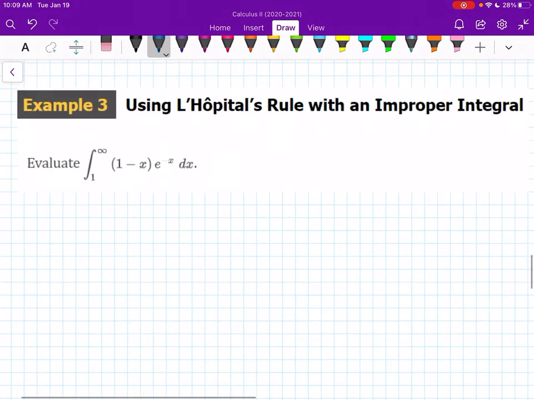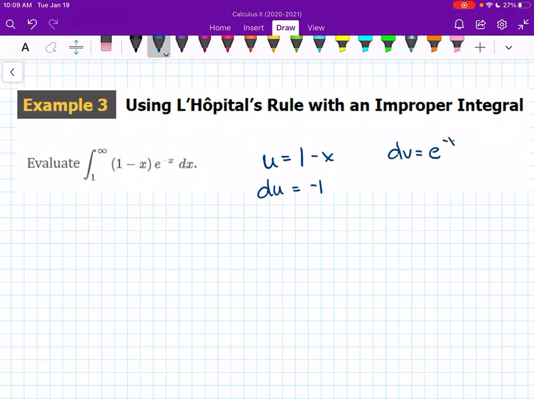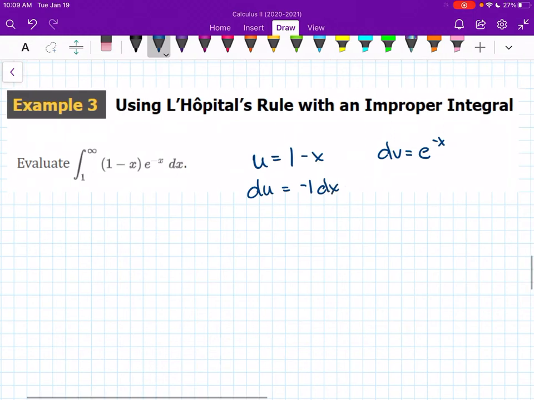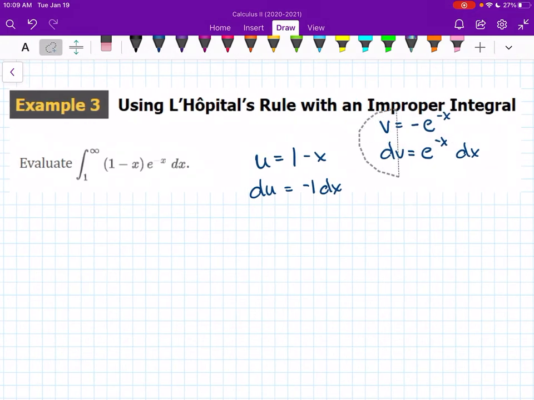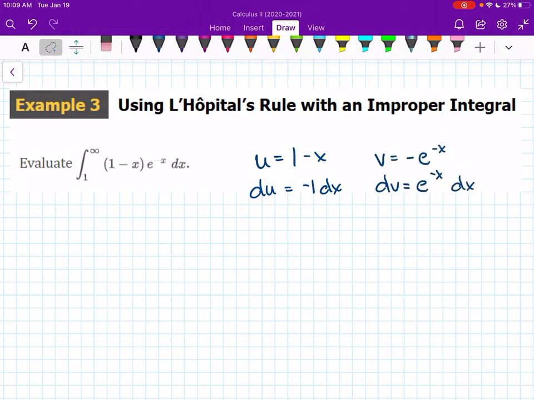So I'm going to let u equal 1 minus x, so du equals negative 1, and then dv is going to equal e to the negative x dx, so then v is going to equal negative e to the negative x. I always like to organize it like this. You can organize these however you want. Okay, so then I'm going to go through and do my integration by parts.